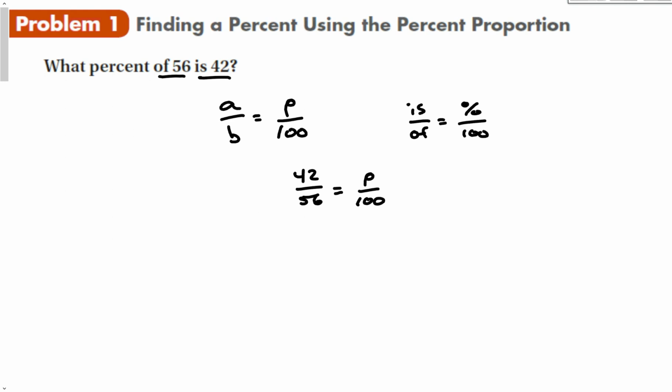Okay? And then when we calculate this, we're going to calculate it the same way as I would have done any other proportion. We're going to cross multiply. So we're going to go 42 times 100 to give me 4200 is equal to 56p. Divide both sides by 56, and we get that p is equal to 75, which is a percent because that's what we're solving for. We're solving for a percent. So the answer would be 75%.